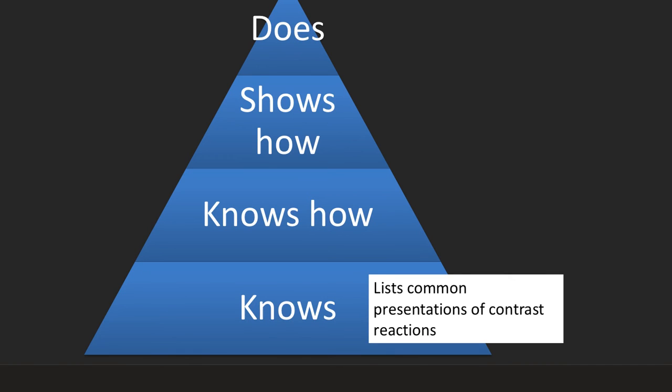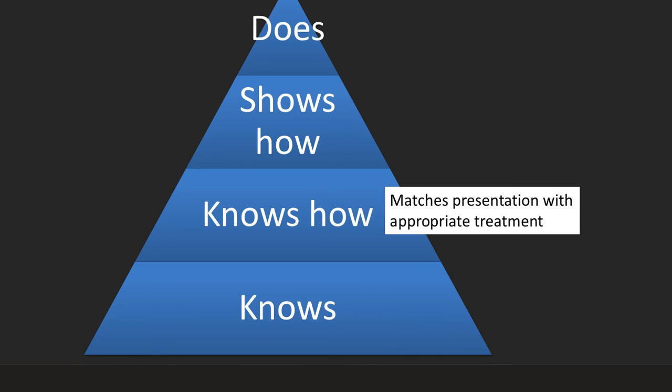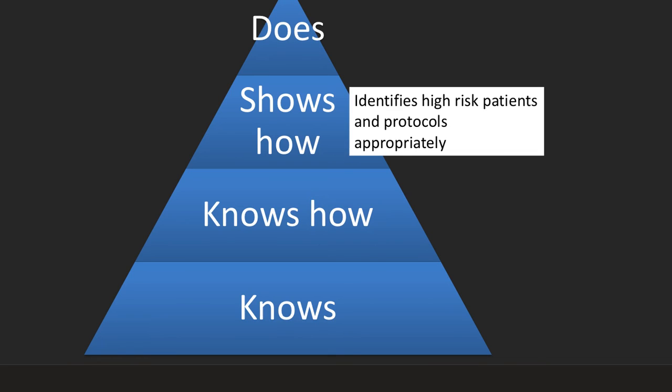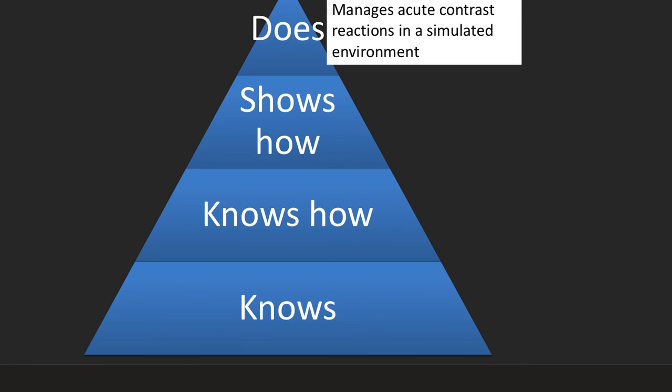Another way of thinking about this is the learner becomes increasingly skilled as they move up this pyramid from knows how, shows how, and then does. So for example, they know how to list common presentations of contrast reactions. They can match the presentation with appropriate treatment. They can identify high-risk patients and protocol them appropriately. And then finally, they're able to manage acute contrast reactions in a simulated environment.